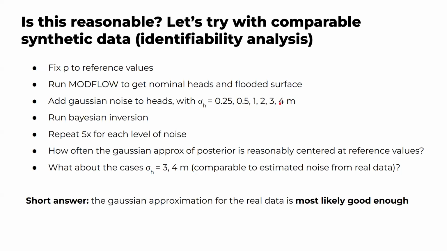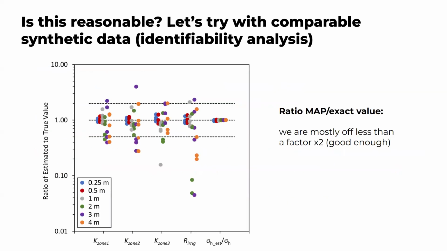Results were decent, and now let me show you why I can be this sure. The first thing we did was compute the ratio between the MAP and the exact value of the parameters. You see here K1, K2, K3, and R irrigation. Here I will draw one dot for each synthetic inversion. If the ratio between the MAP and the exact value is 1, we're perfectly nailing the value.